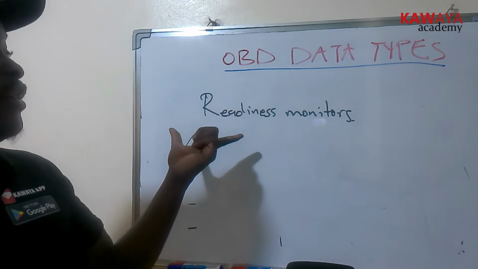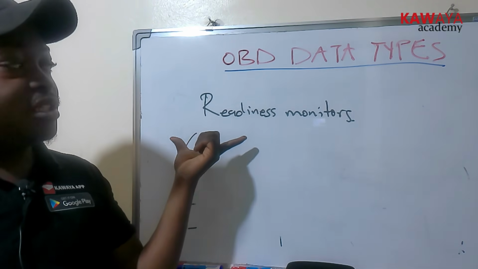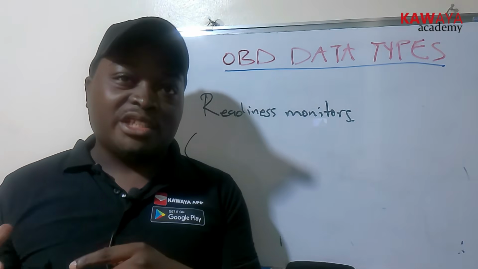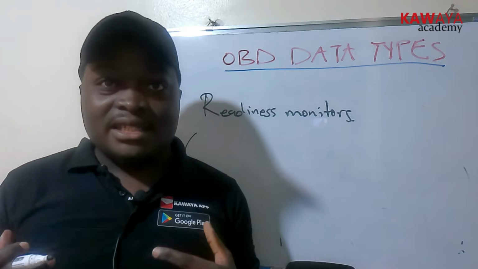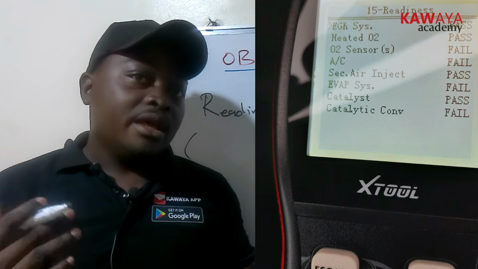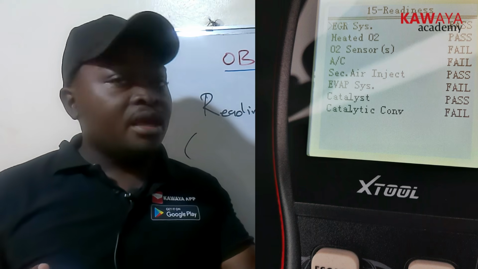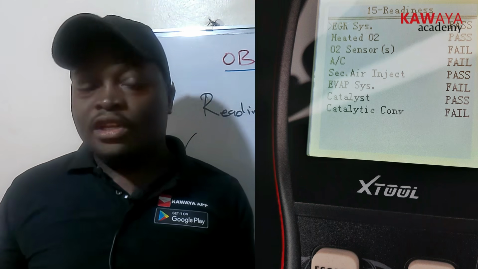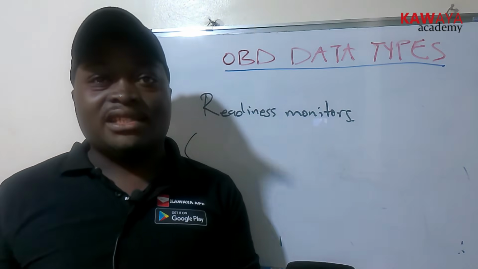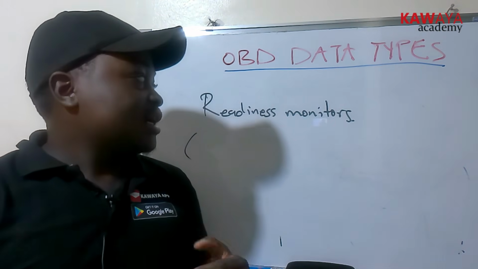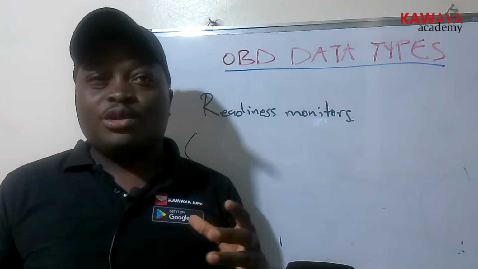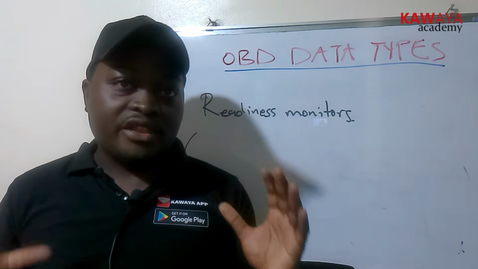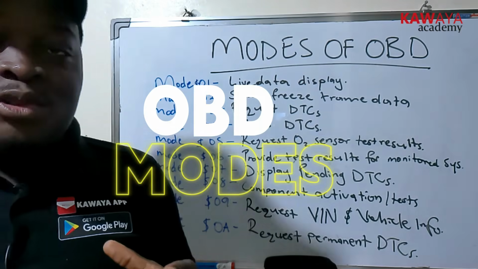So if you're monitoring readiness monitors, you probably see critical systems, especially those to do with emissions being tested, you know, the evap, the EGR. So if something's wrong with them, we'll probably see maybe the system is not okay. You know, it may also show that your vehicle does not have an EGR system, and so on. So these ones are like self checks done on crucial emission systems within the vehicle to basically analyze if they are okay or not.